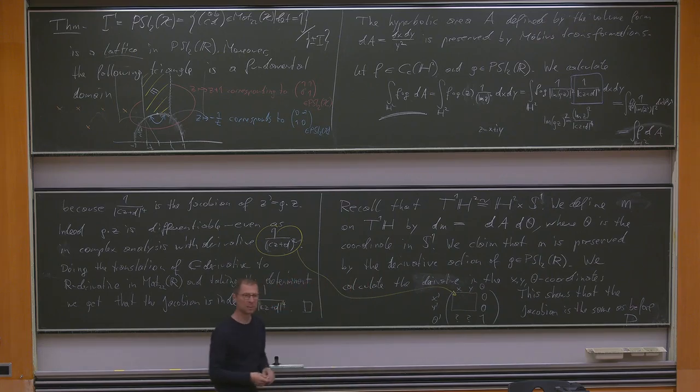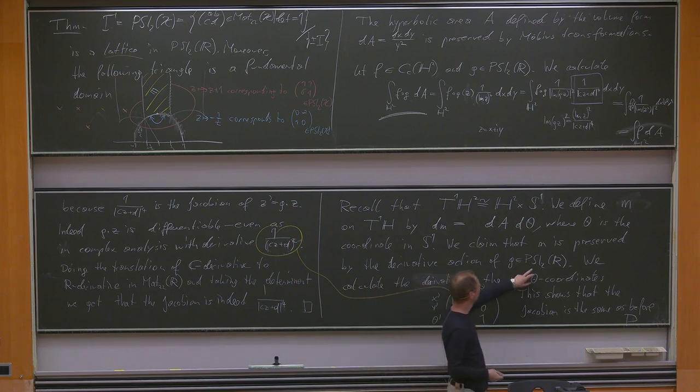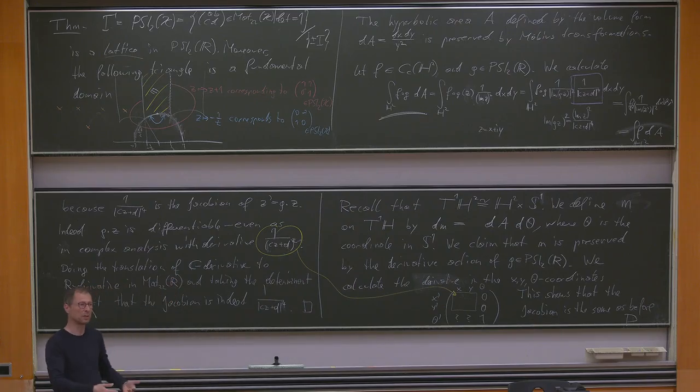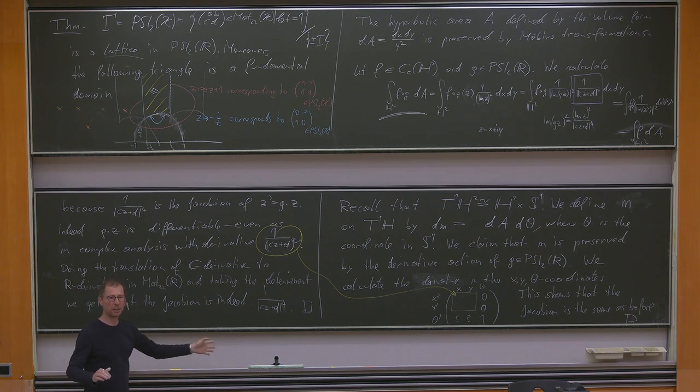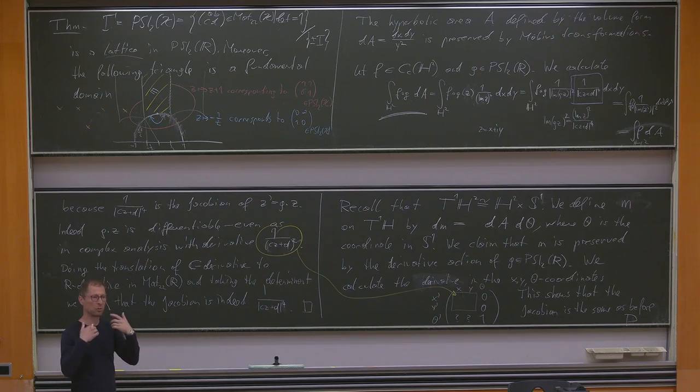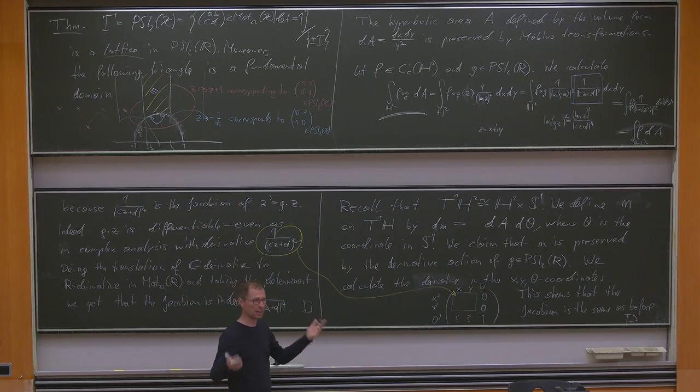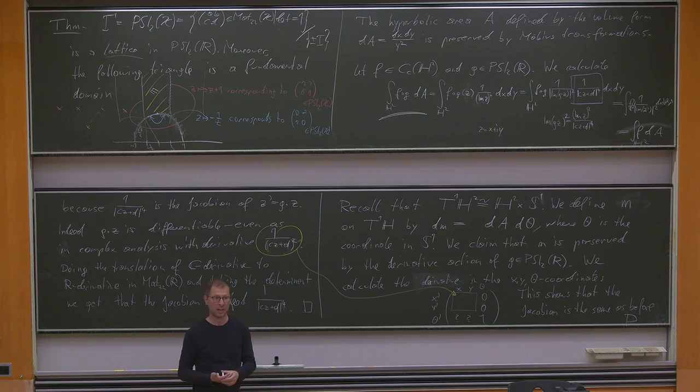Okay, this is pretty cool because it also tells us something about PSL2R, because the unit tangent bundle is isomorphic to PSL2R. We actually found a measure on PSL2R that's invariant under multiplication on the left, because left multiplication corresponds to Möbius transformations on T1H. So we found in concrete coordinates the Haar measure on PSL2R. If you don't know what the Haar measure is, just take it as a definition. It's a measure that's invariant under translation on the left. It has, of course, other properties.